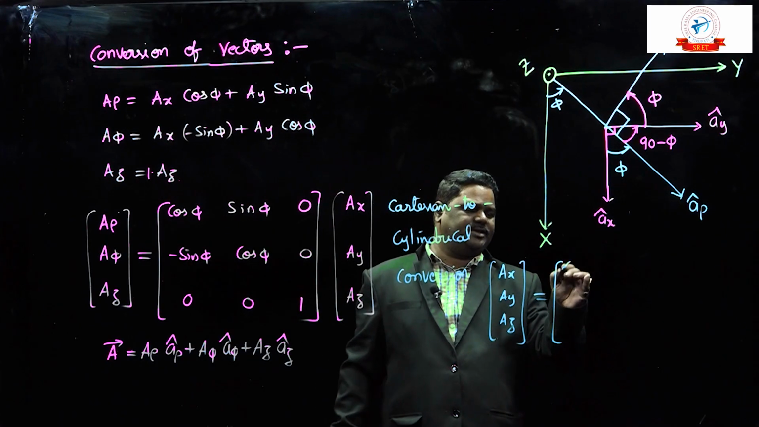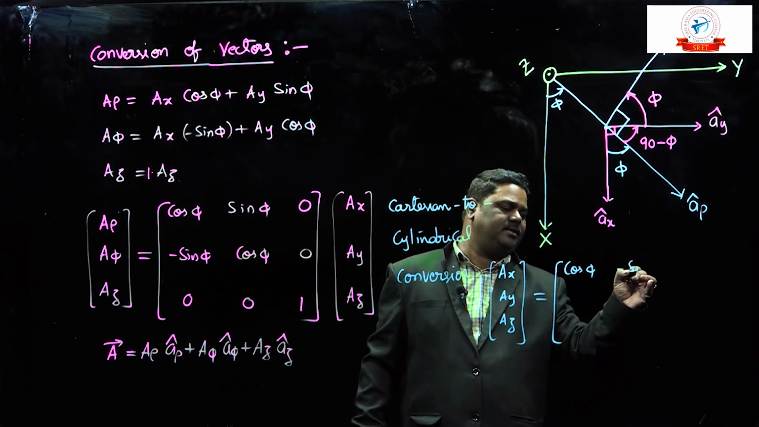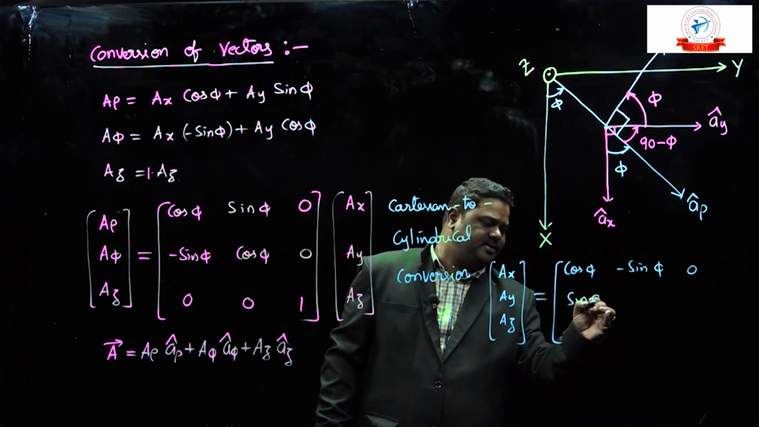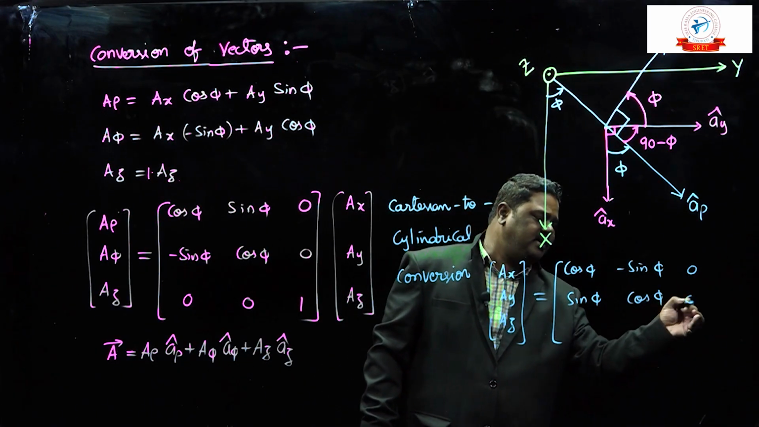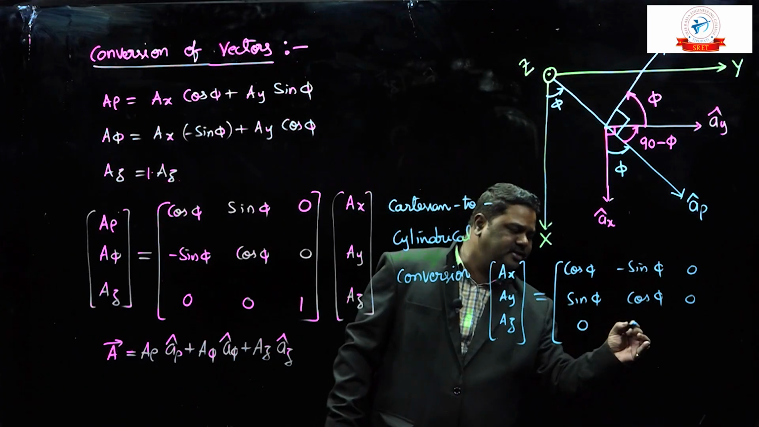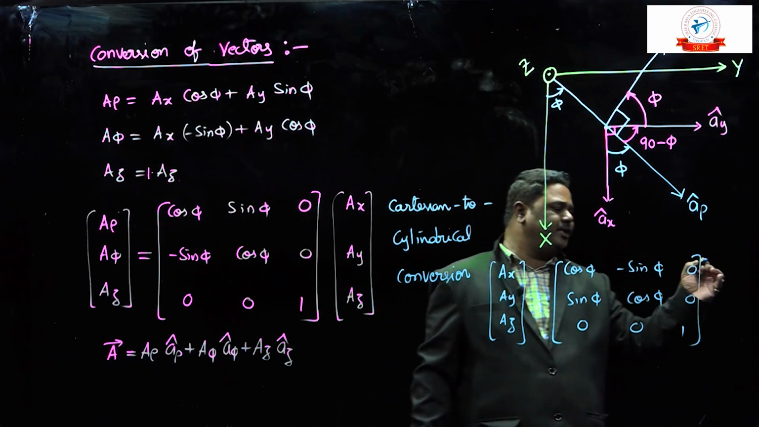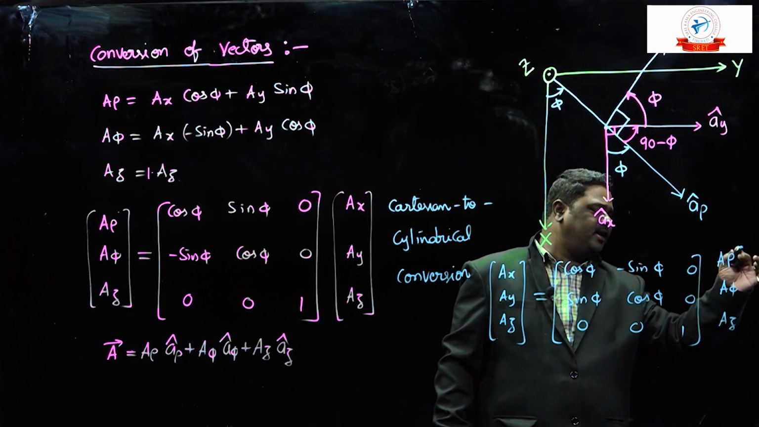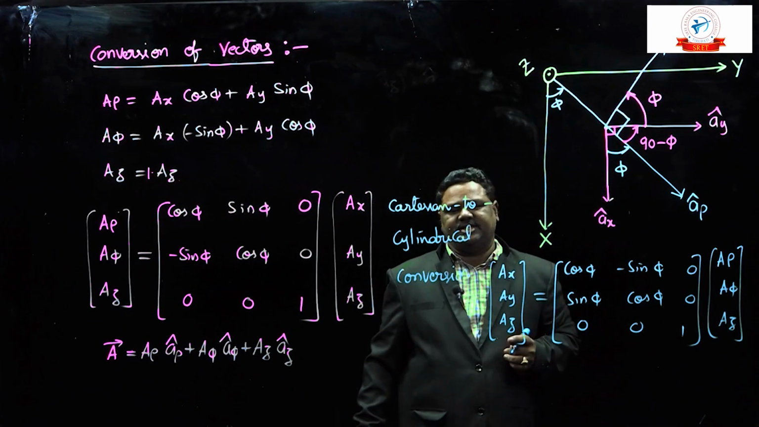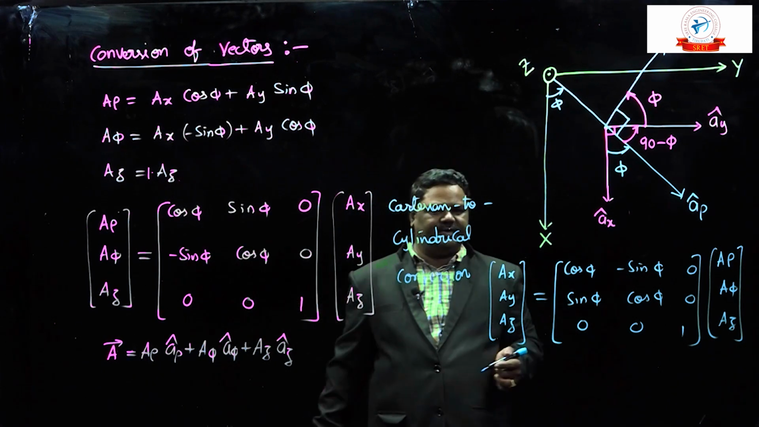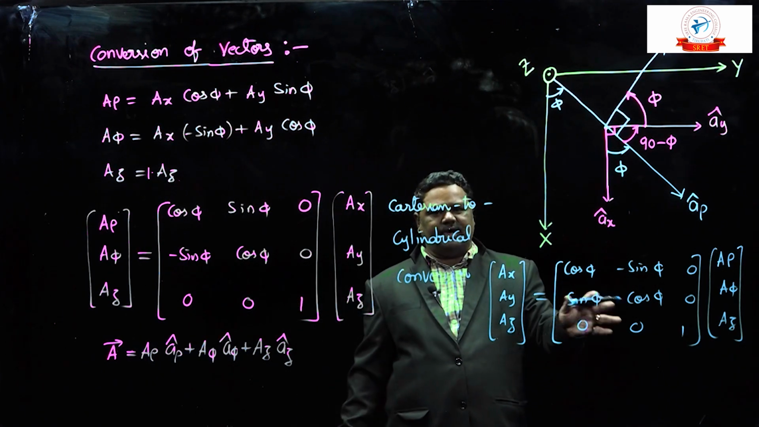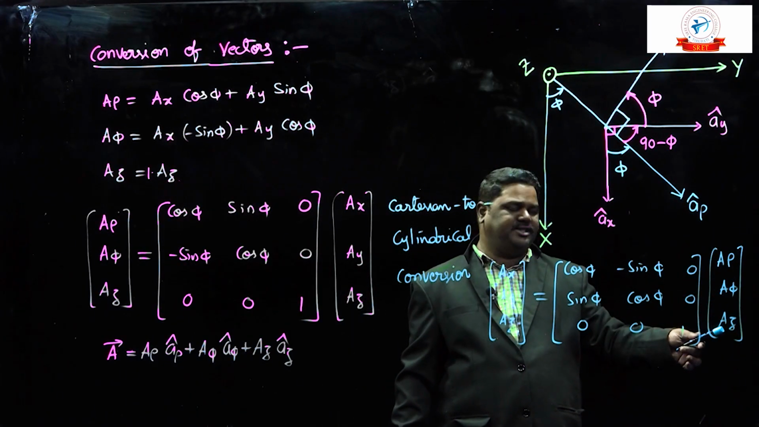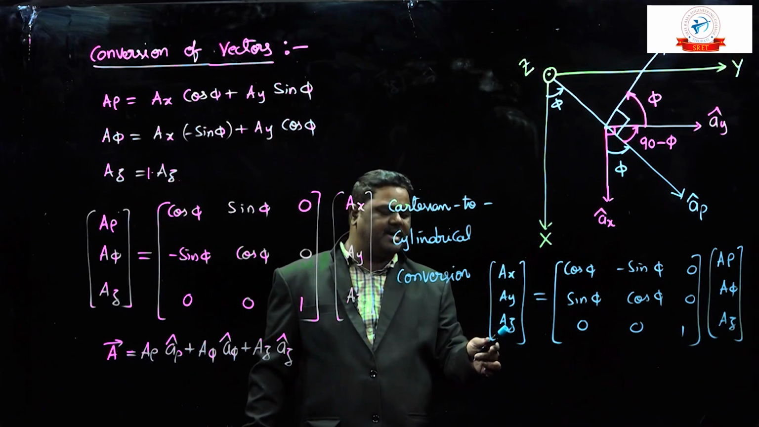So this is cos phi, minus sin phi, 0; sin phi, cos phi, 0; then 0, 0, 1, multiplied by the rho component, phi component and z component. Just consider the transpose of this matrix. This is an idea of how to remember it. If you substitute components in cylindrical, we are going to obtain components in Cartesian.